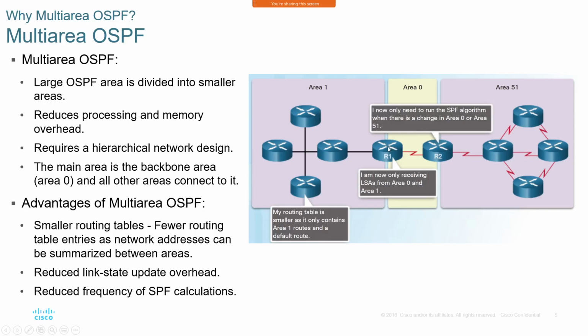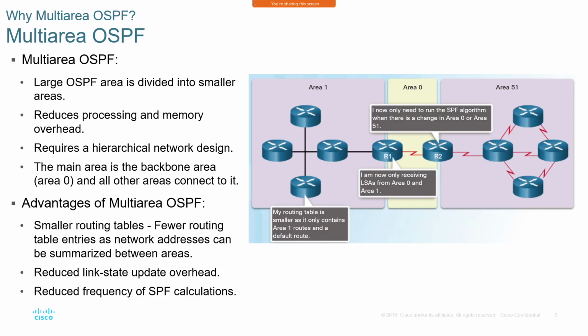we don't have the backbone area in between. That means the networks in area 1 and area 51 are not going to be able to be shared. They will not be injected, because for routes to be injected from one area into another, they have to go through the process, and the process is going through area 0.